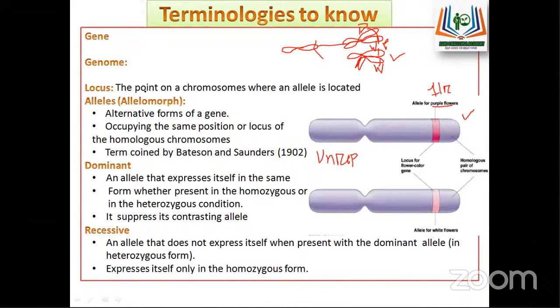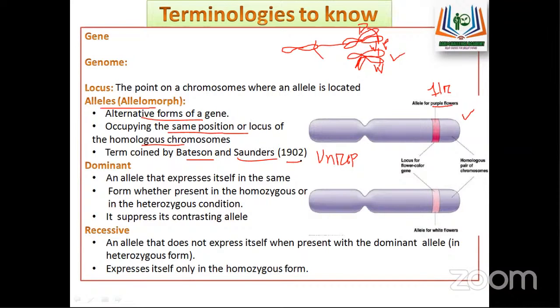Okay, so that is what is happening over here. The point to remember is that the homologous pair will have the same allele at a particular position in both the chromosomes. Correct? Then alleles or allelomorph. This term tells about the alternative forms of a gene, and they occupy the same position or locus in the homologous chromosomes. The term was coined by Bateson and Saunders in 1902.